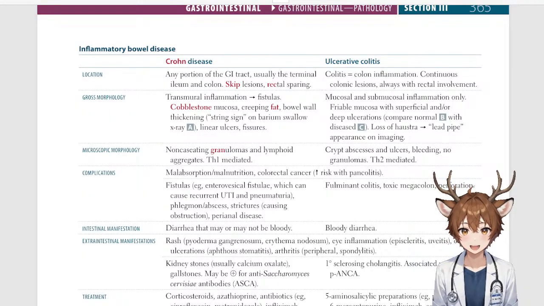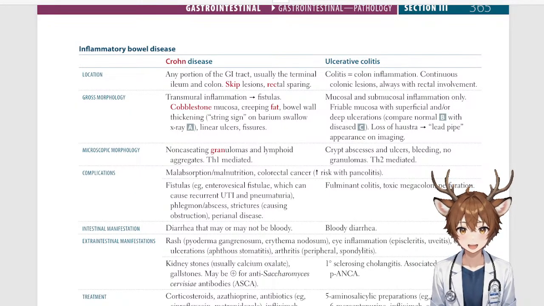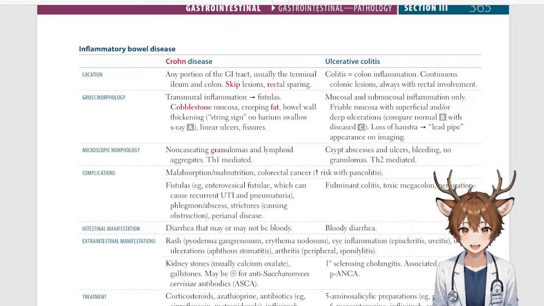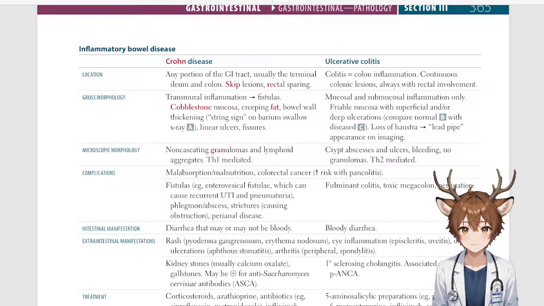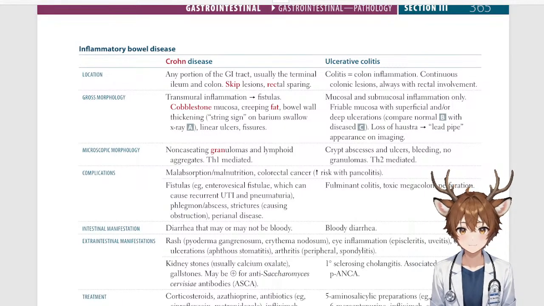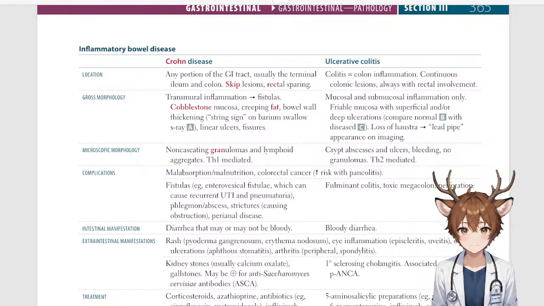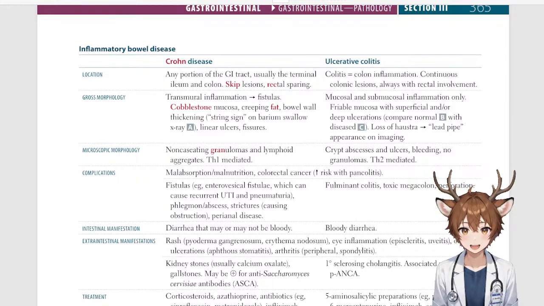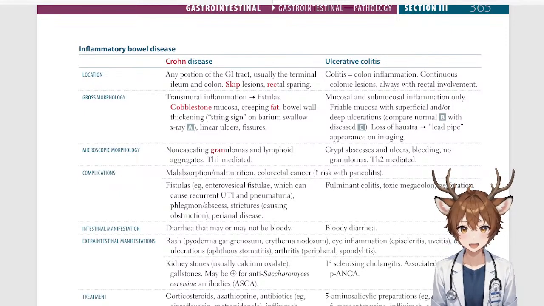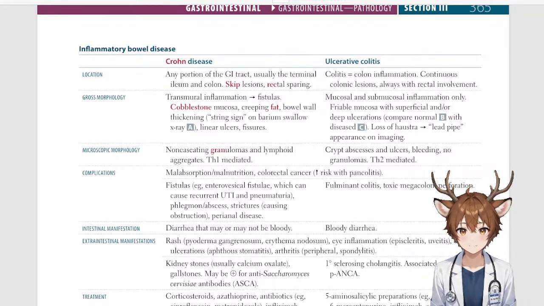And they'll ask you like, okay, here's this condition, blah, blah, blah, and you'll know it's either Crohn's or ulcerative colitis and ask you, what is associated with this? And you have to say basically whether something is associated with Crohn's or associated with UC, and the other symptoms are going to be the other disease or some other thing. You just have to figure out which one's which. So we're going to go for Crohn's disease first, and then UC. Location, gross morphology, microscopic morphology, complications, intestinal manifestation, extraintestinal manifestations, treatment, and disease activity.